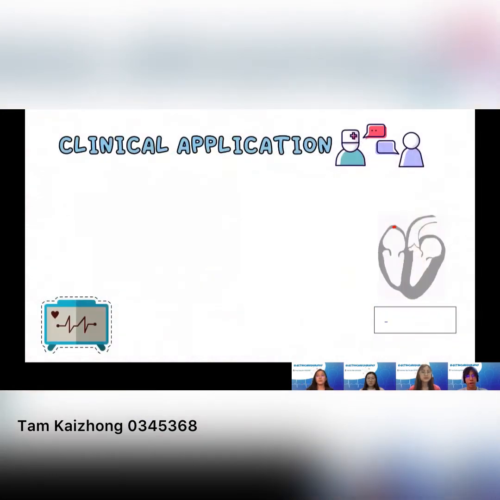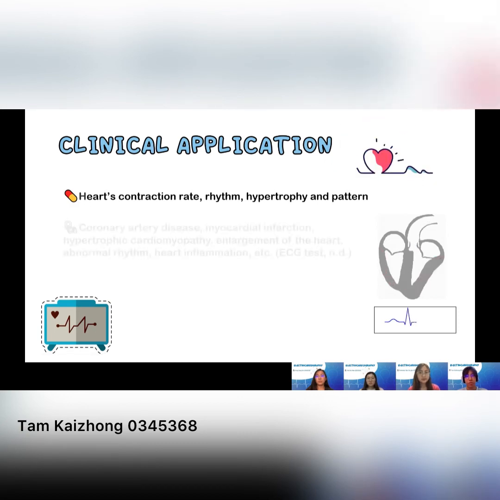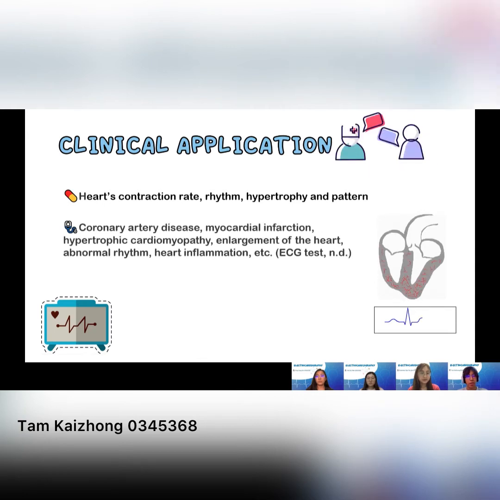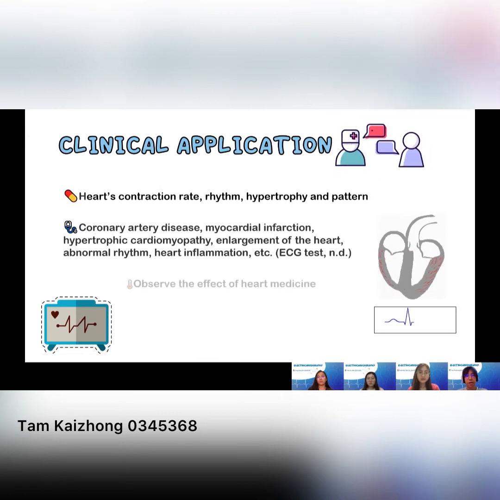The ECG may provide us with a great variety of information about the heart. The doctor may learn a lot about the status of the heart by looking at any ECG anomalies. It offers information on cardiac contraction rate, rhythm, and pattern. It will show signs of the patient's sickness. It is used to identify cardiac illness such as coronary artery disease, myocardial infarction, hypertrophic cardiomyopathy, heart enlargement, irregular rhythm, and heart inflammation. After the patient has used drugs for the treatment of heart disease, ECG can observe the changes that occur to the patient.